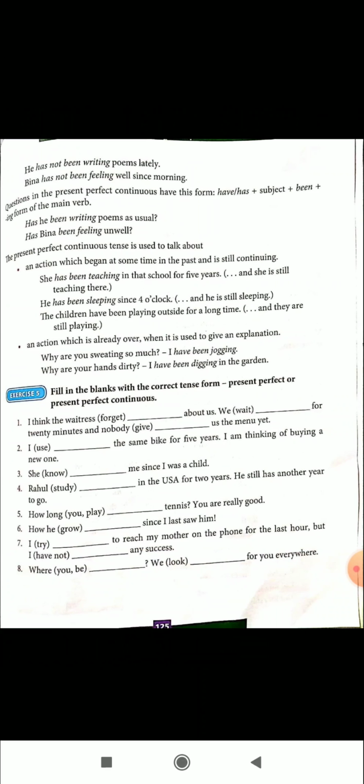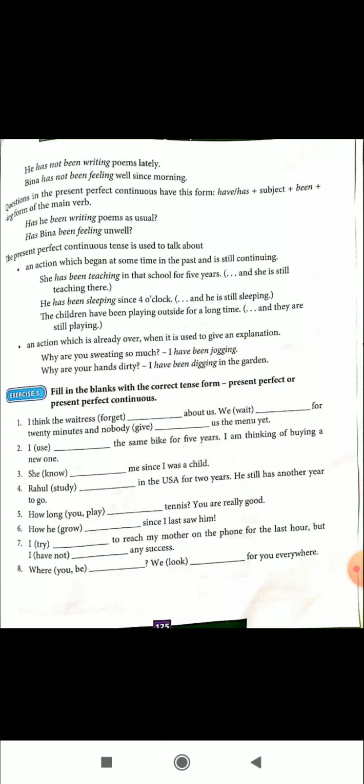Please be careful where to put not. When you make a negative statement in the present perfect continuous tense, you have to put the negative word not just after has, not after been. It is wrong: He has been not writing poems lately. It is wrong. You are right: He has not been writing poems lately.